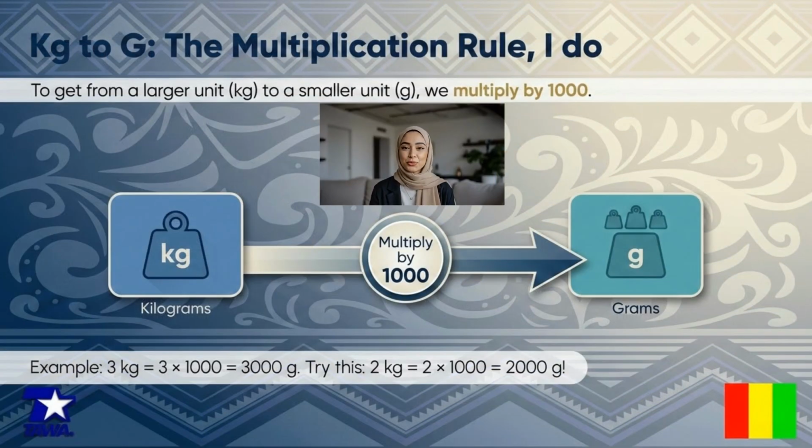Kilogram to g, the multiplication rule. To go from a larger unit, kilogram, to a smaller unit, g, we multiply by 1,000. For example, 3 kilograms equals 3 times 1,000, which is 3,000 grams.